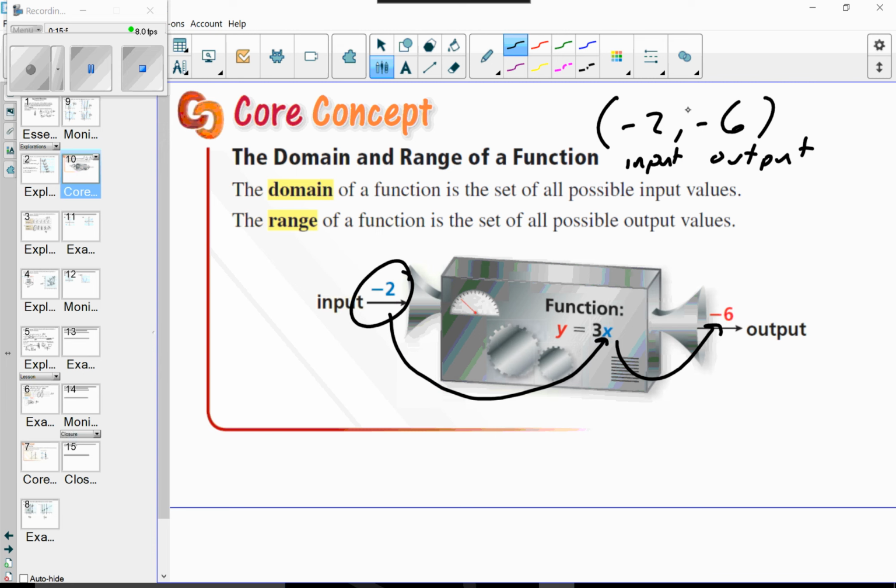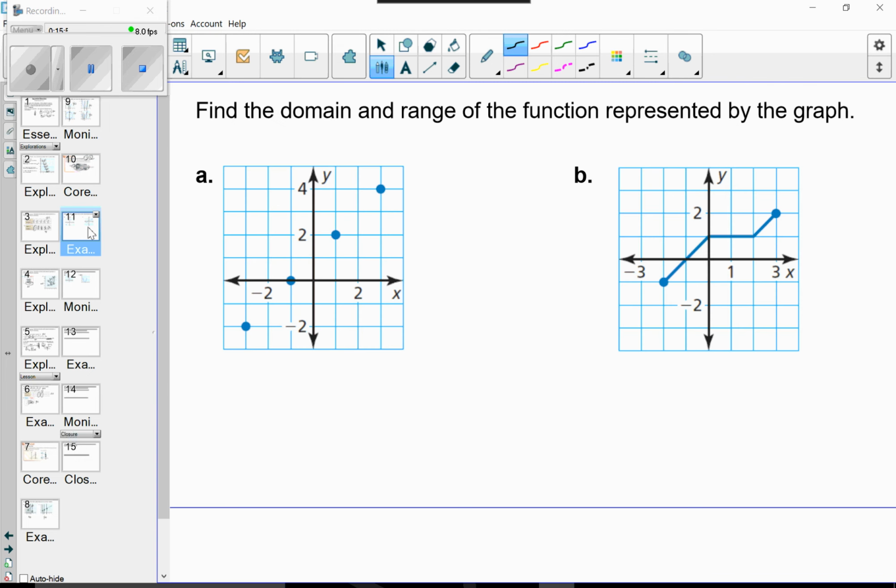And again, this negative 2 is part of the domain. This negative 6 is now part of what's called the range. Okay. So if we apply that to here, it says find the domain and range of the following. Well, when they just give you ordered pairs, it's sometimes easier just to write down your coordinates. So for this one, I've got negative 3, negative 2. For this one, I've got negative 1, 0. For this one, I've got 1, comma 2. And for this one, I've got 3, comma 4.